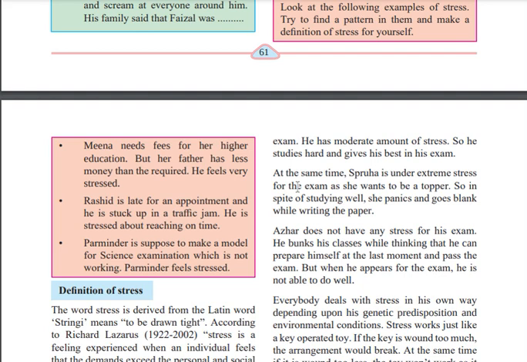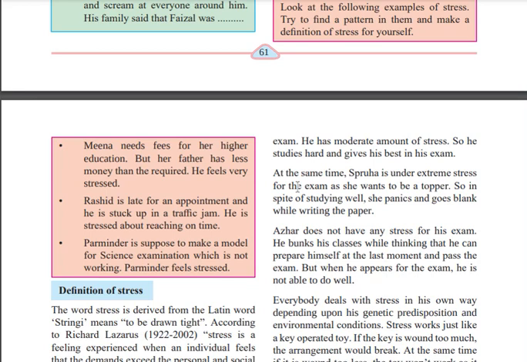Rashid is late for an appointment and he's stuck in a traffic jam. So another boy, another case, Rashid, stuck in a traffic jam, and he's stressed about reaching on time. It's also a stress. Parminder is supposed to make a science model and the science model is not working.